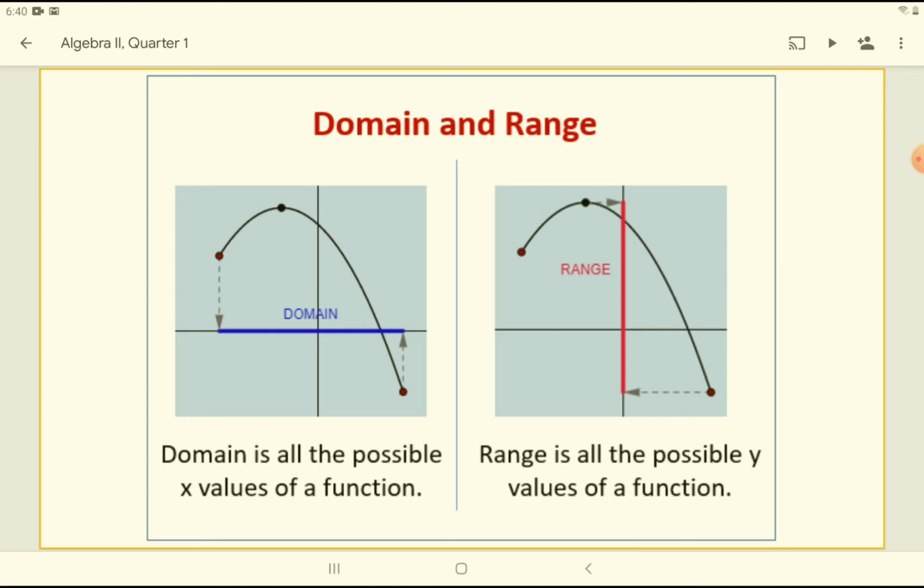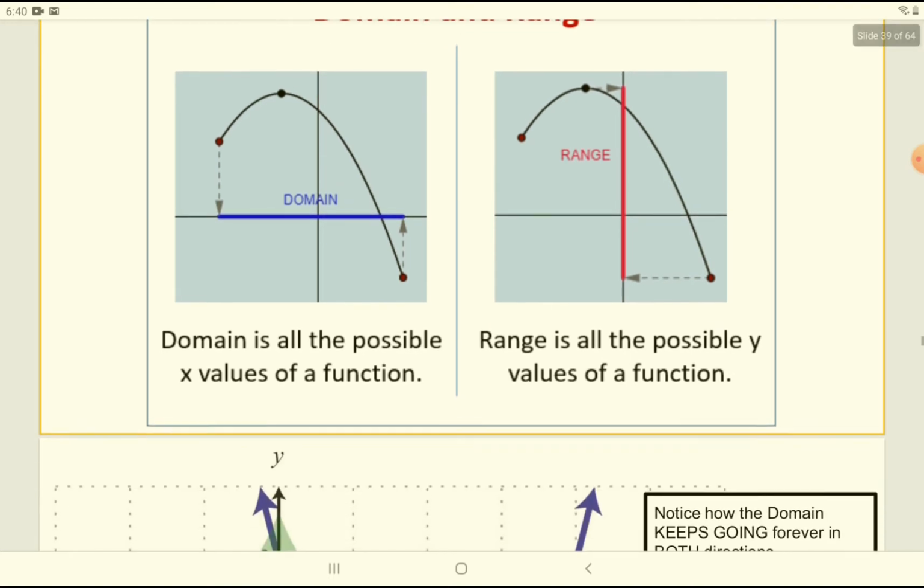We'll do more examples like these. And then the range goes up and down on the right-hand side. The range goes from the highest point all the way to the lowest point. And then the domain, back on the left-hand side, goes from the most left point all the way to the most right point of that function. Okay? So, this is a good picture, actually. I like this picture.